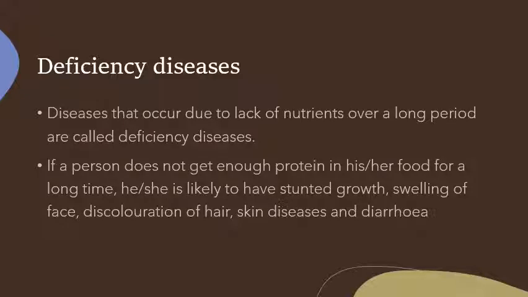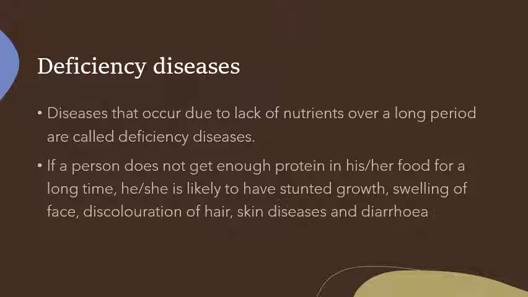Next is deficiency diseases. Diseases that occur due to lack of nutrients over a period are called deficiency diseases. If a person does not get enough protein in his or her food for a long time, he or she is likely to have stunted growth, swelling in the face, discoloration of the hair, skin diseases, and diarrhea. In the next slides, you're going to learn the names of the diseases and what the symptoms are.